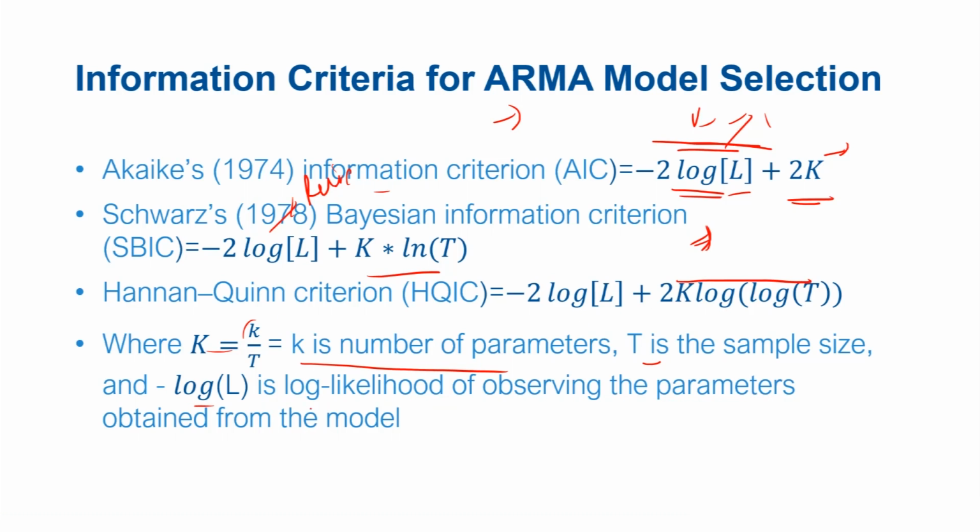Log L, like I said, is the log likelihood of observing the parameters. Essentially, it is computed from the residual squares. So here these two competing effects are at play, and their net, which is the AIC information criteria, is used to compare models with different structure, that is, different order of the process, ARMA(p,q) process.